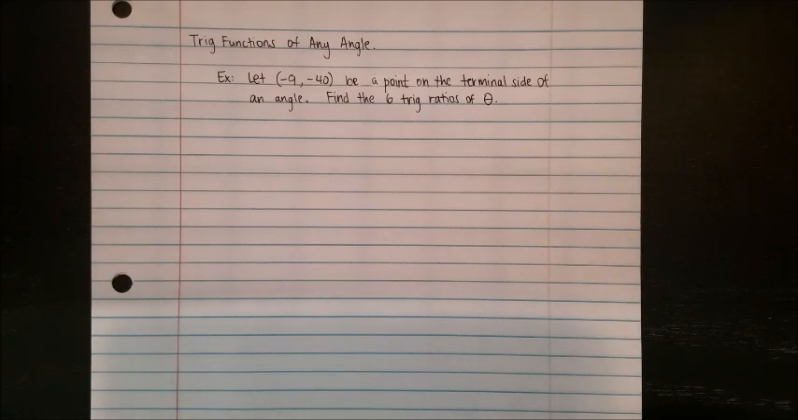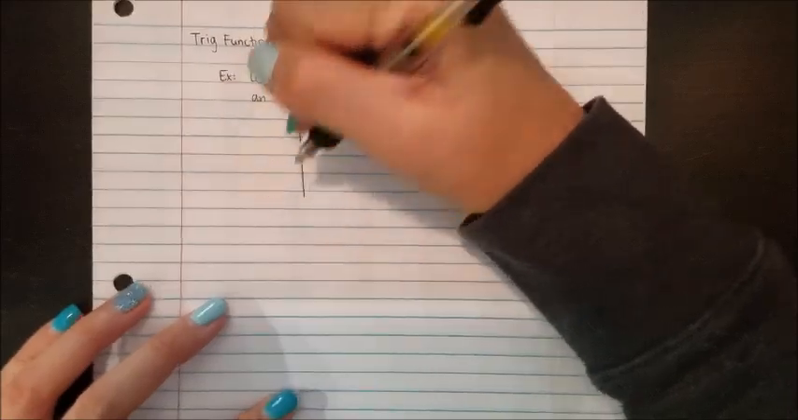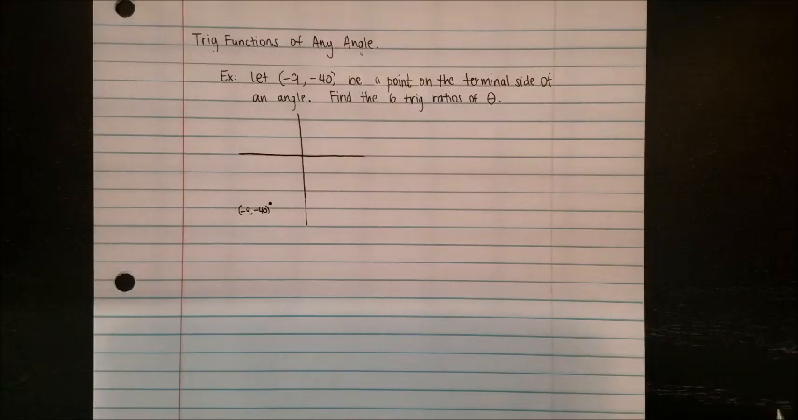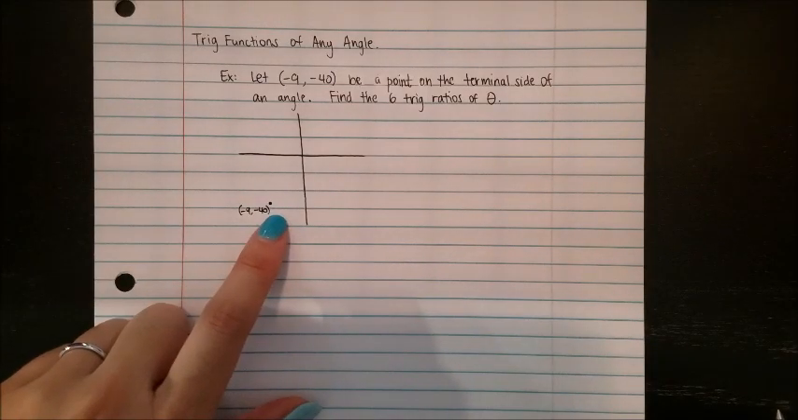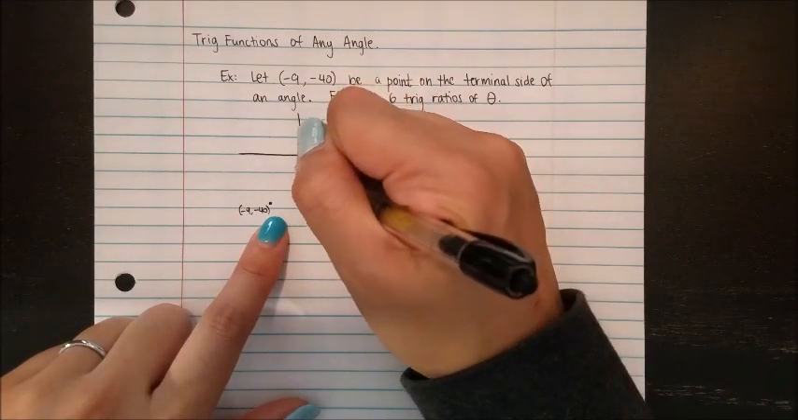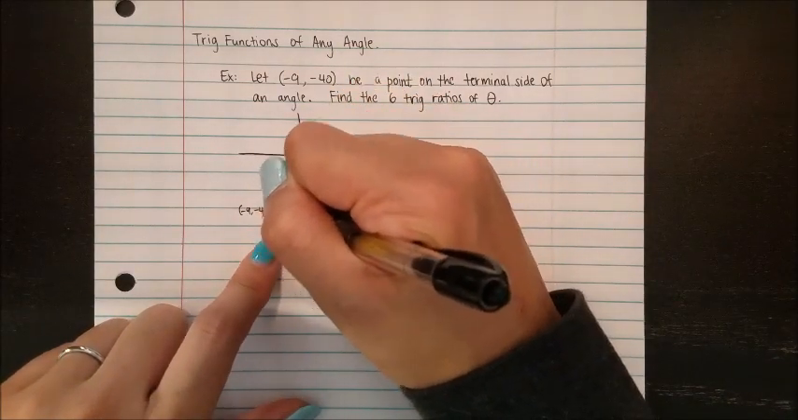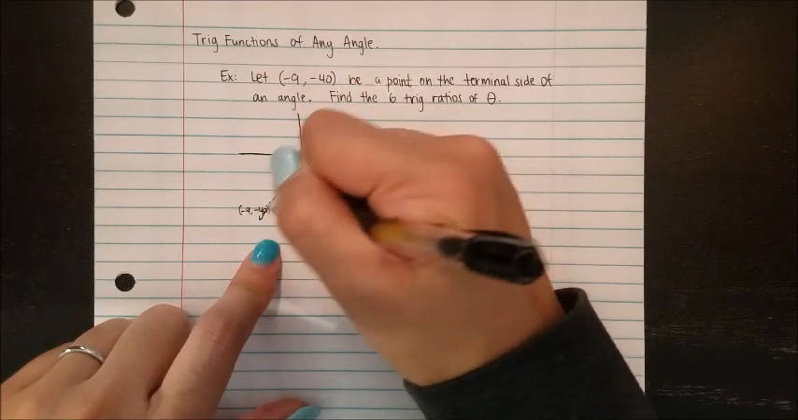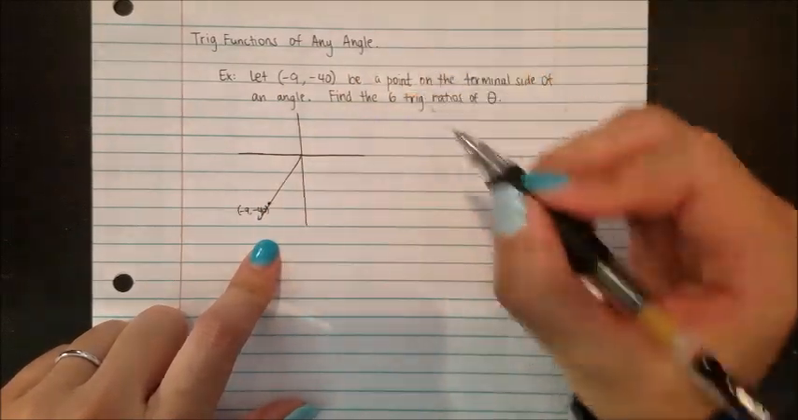So first, let's graph it. If they say -9, -40 is a point on the terminal side of an angle, if I were to graph that out, we're going to estimate and pretend it's this point right here. So -9, -40. Well, it's saying that point is on the terminal side of an angle. Terminal side means that's the line that would make the angle. So they're saying this point is on that line.